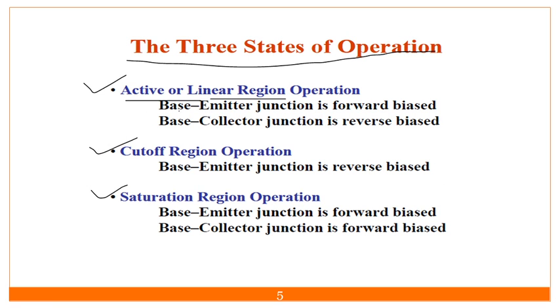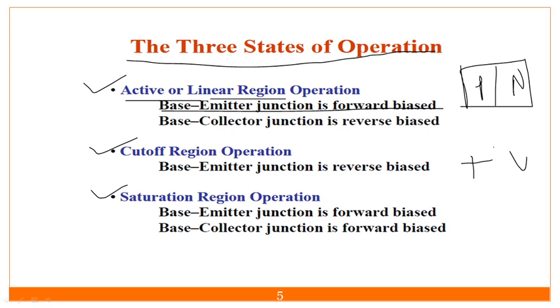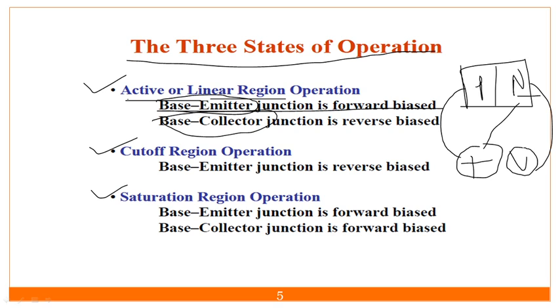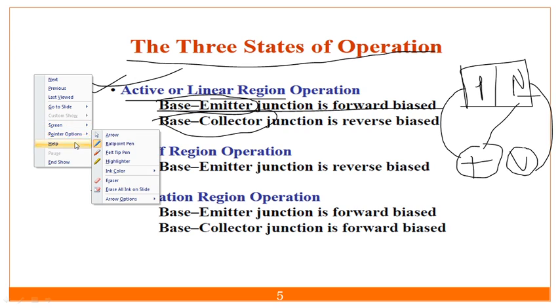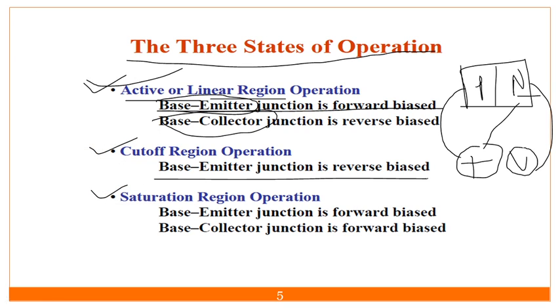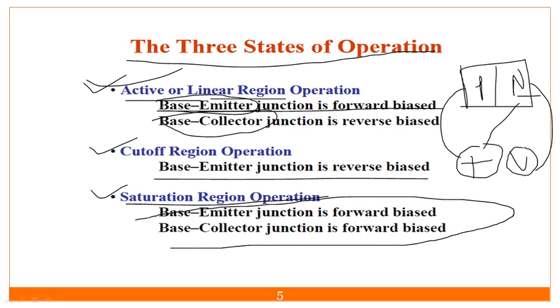If my transistor is in the active region, keep in mind the base to emitter junction is always forward biased. Forward bias means what? Suppose this is my PN junction, and I have a battery with positive and negative terminals. If P is connected to the positive terminal and N to the negative terminal, this is forward bias. If P is connected to the negative terminal and N to the positive terminal, this is my reverse bias connection. So the base to emitter junction is forward biased and the base to collector junction is reverse biased in the active region only. In the cutoff region, both are reverse biased, and in the saturation region, both are forward biased.